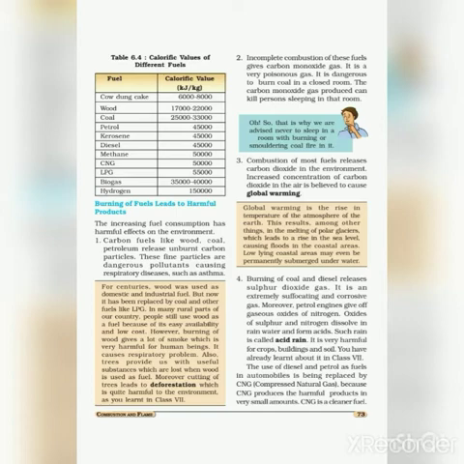Now students, you can refer to table 6.4 where they have given the calorific values of some fuels. You can see how much energy is produced; that much is the fuel efficiency. Or we can say here hydrogen has the highest calorific value and cow dung, as you can see, has the least calorific value. Now, along with beneficial effects of fuel, there are some harmful effects also.